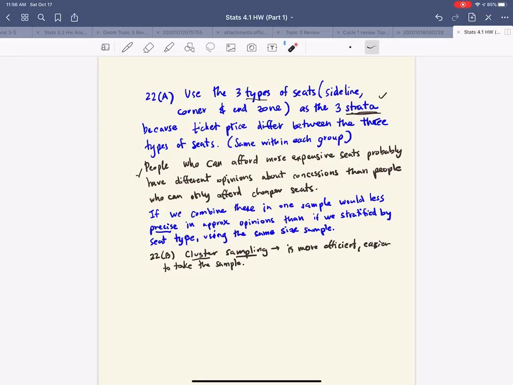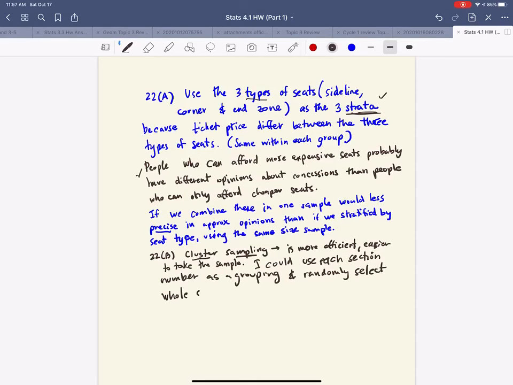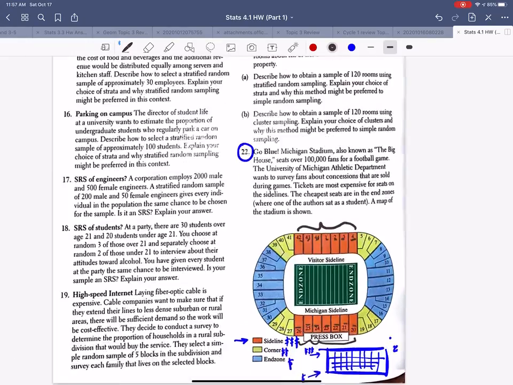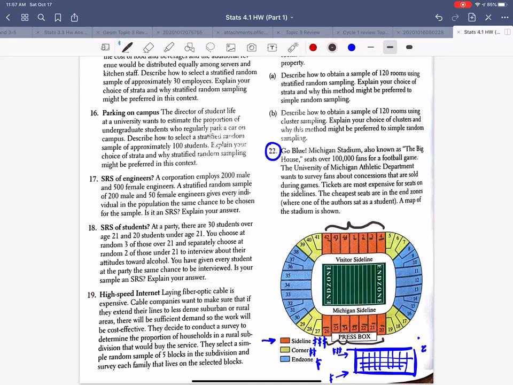To do this, I could use each section number as a grouping and randomly select whole sections. Now, as I was talking there, I realized I blended the two, because that's probably what they would do in real life. But I want to be careful here. The question doesn't say to blend the two. So let me actually go back.